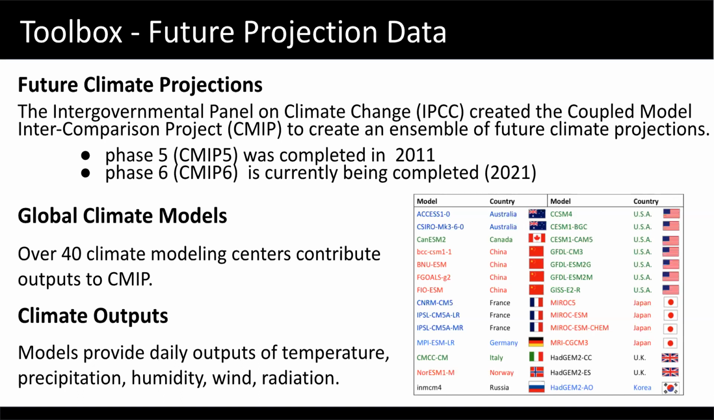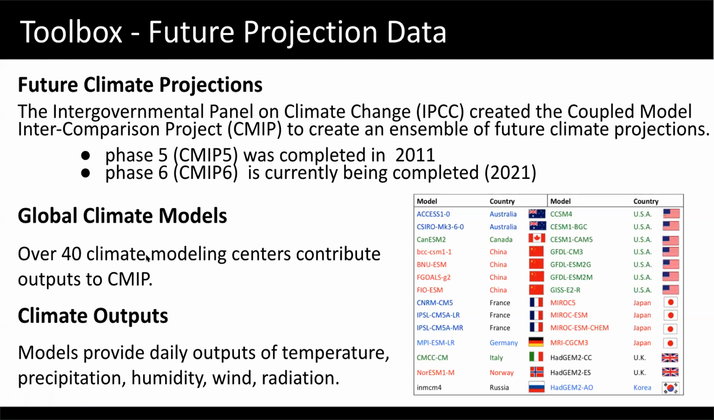the Intergovernmental Panel on Climate Change, or the IPCC, created a project. Actually, it was the fifth phase of the CMIP project, the Coupled Model Intercomparison Project, to create an ensemble of future climate projections. Phase 5 was CMIP5, and it was completed in 2011. Phase 6, CMIP6, is currently being completed right now.